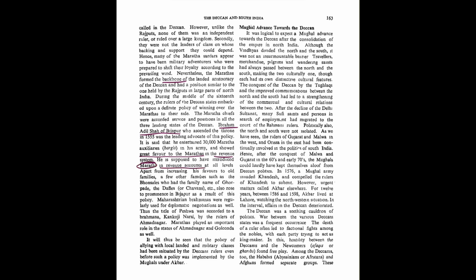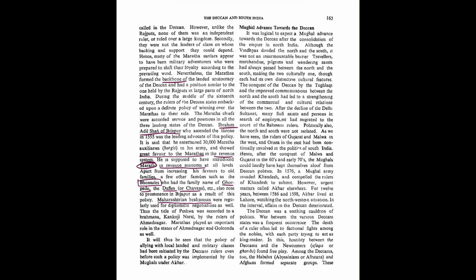Apart from increasing his favors to old families, a few other families such as the Bhosles, who had the family name of Ghorpade, the Dafles or Chavans, etc., also rose to prominence in Bijapur as a result of this policy. Maharashtrian Brahmins were regularly used for diplomatic negotiations as well.